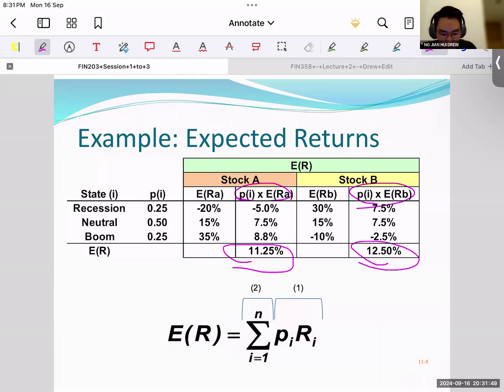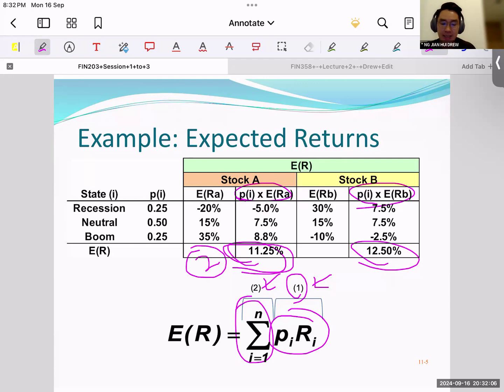So maybe you notice that there's this 1 and 2 here. So what does this mean? It means that the first step is you take probability times return. That's why I put a 1 here. The next step is you sum it up. So this is step 2. You sum all the figures up, and this is your expected return.